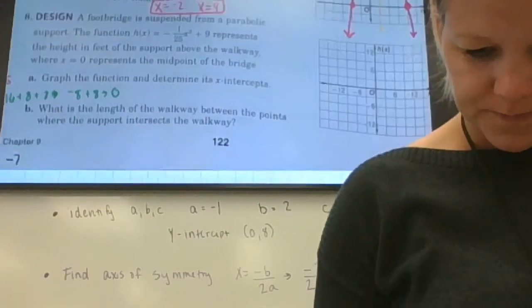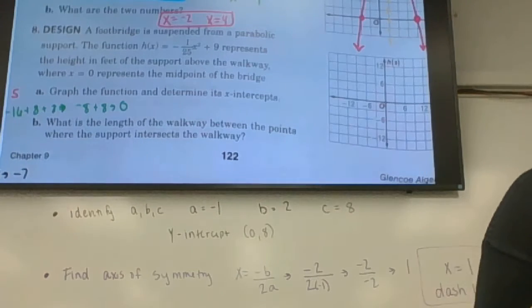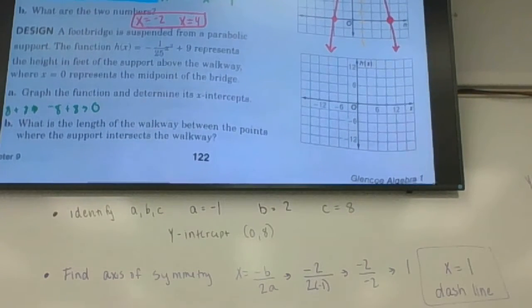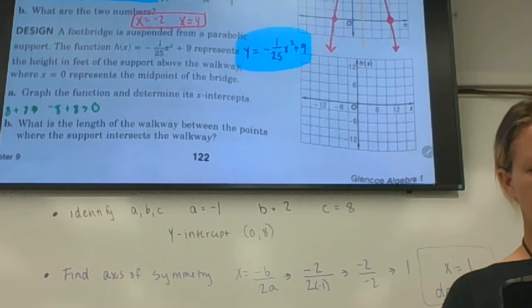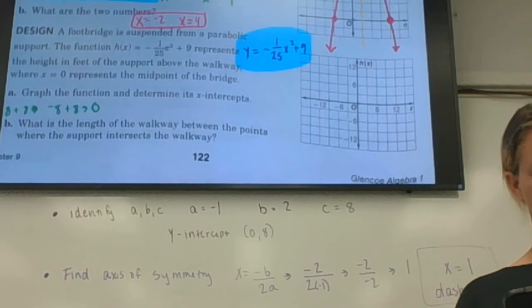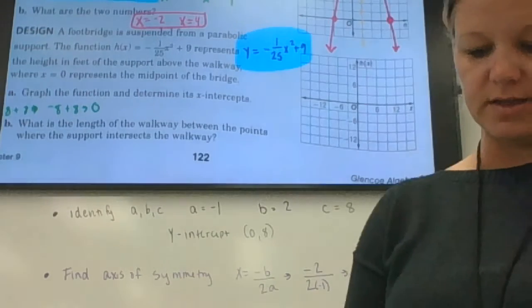Okay, listen. A footbridge is suspended from a parabolic support. So that's our equation, h of x. It's y equals negative 1 over 25 x squared plus 9. This is the equation that we're graphing. It represents the height in feet of the support above the walkway. X equals 0 is in the middle of the bridge. We're going to graph it to find the x-intercepts.